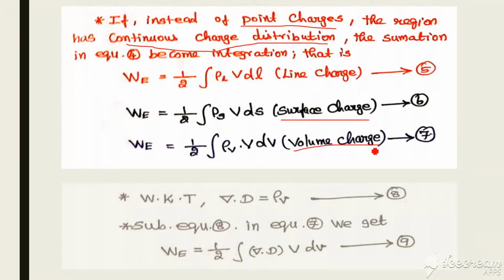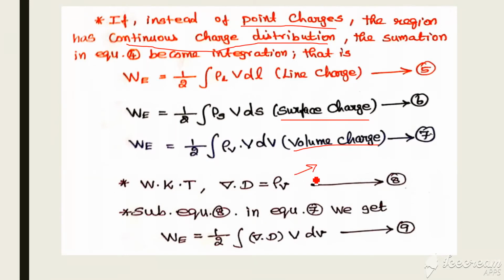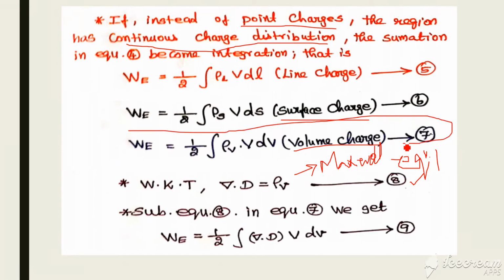Next, we already know this is Maxwell's first equation. This is marked as equation number 8. Then substitute equation number 8 in equation 7, considering only volume charge. Simply, rho V can be replaced by del dot D. While replacing this, we get del dot D into V into dV. This is marked as equation number 9.